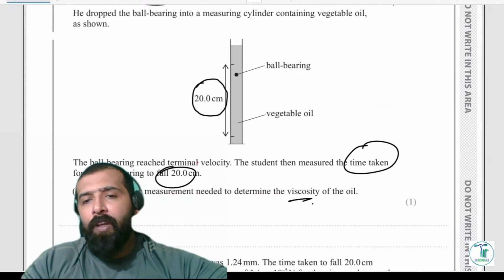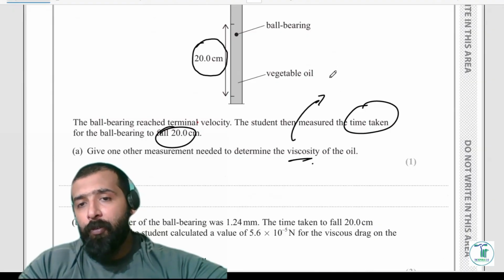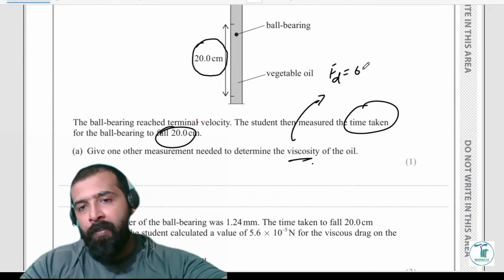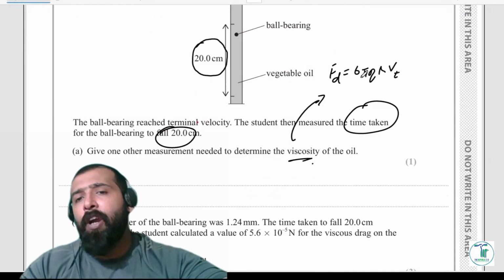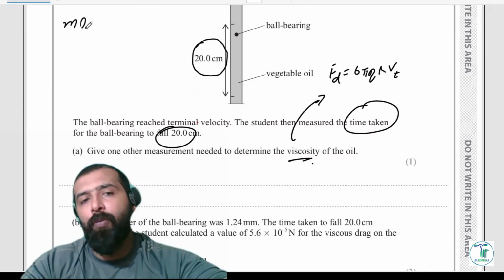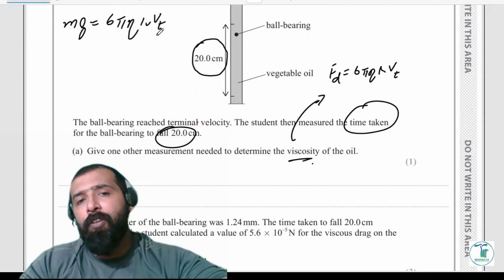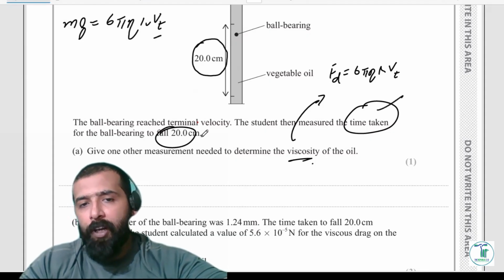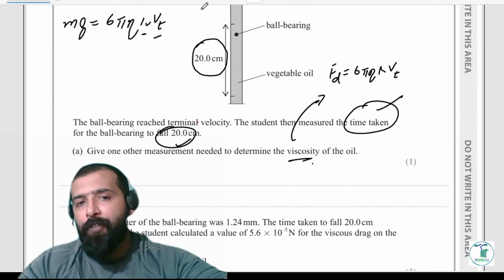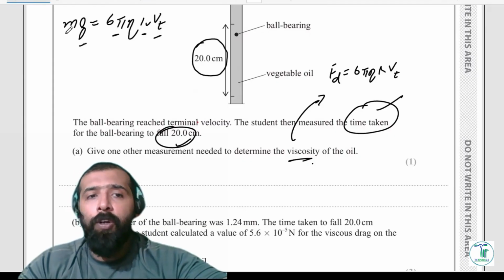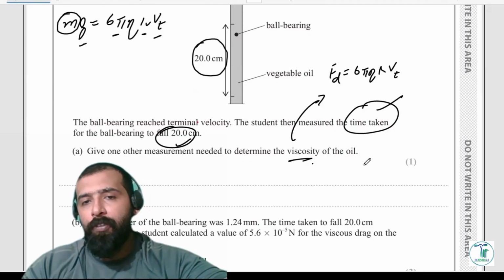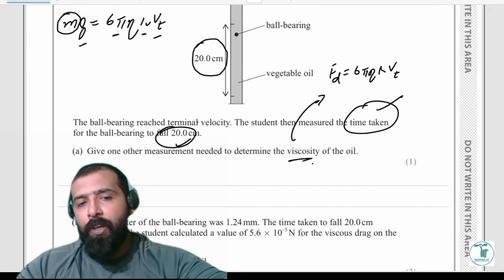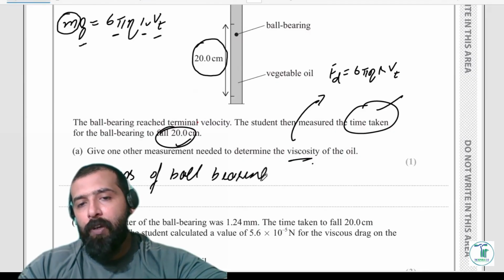If you all remember, the formula for the viscosity, whatever we're going to use, is going to be the drag force equals to 6 pi eta RVT. So this formula can also be written as the drag force, which should be equal to the weight displaced of the liquid, 6 pi eta RVT. From this formula, you can calculate the terminal velocity if you've got the time and the distance. You can calculate the radius from the diameter given above. G and pi are the constants. So the only thing that we need to measure is the mass of the ball bearing. That is what we need to look for.